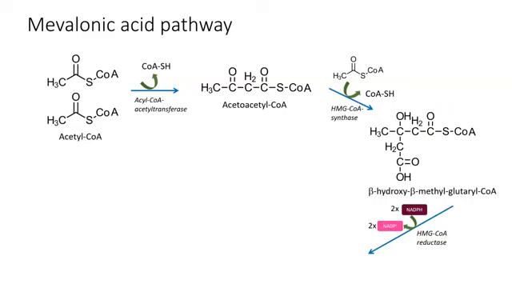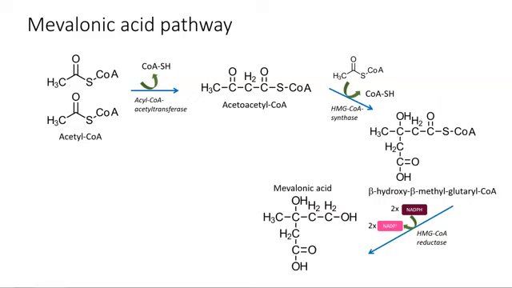Next, the beta-hydroxy-beta-methyl-glutaryl-CoA reacts with two NADPH and two protons and the enzyme beta-hydroxy-beta-methyl-glutaryl CoA reductase to form mevalonic acid. Mevalonic acid is a 6-carbon hydrocarbon that is not linear.